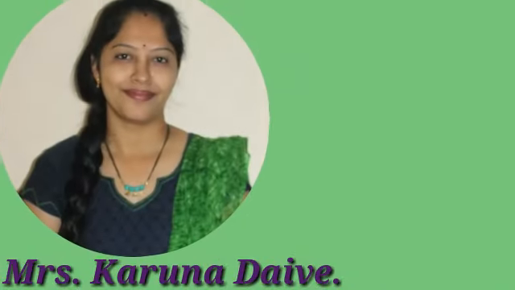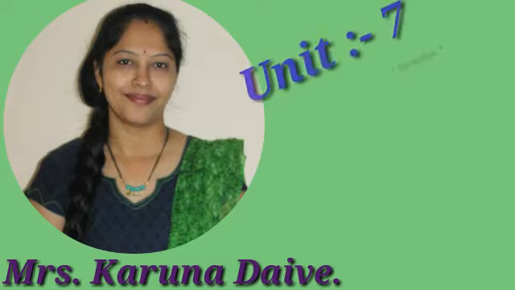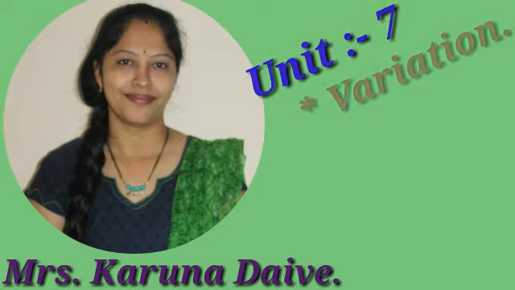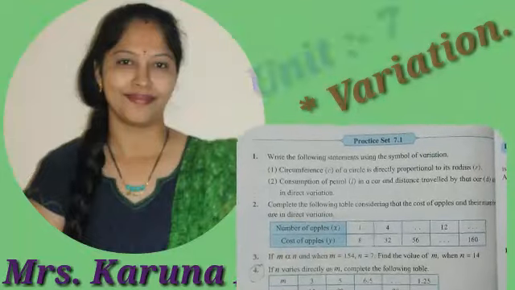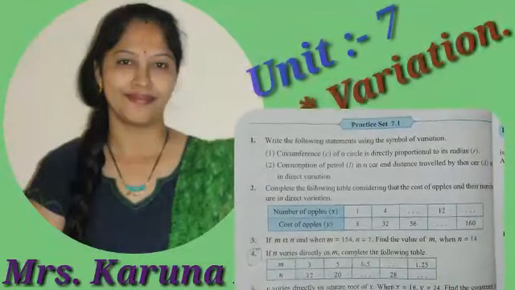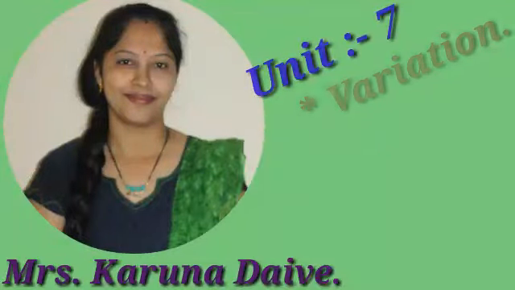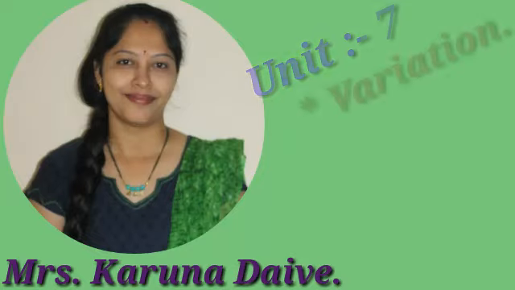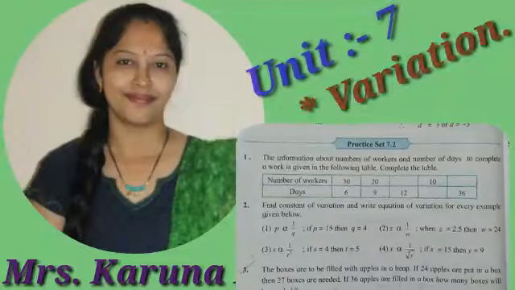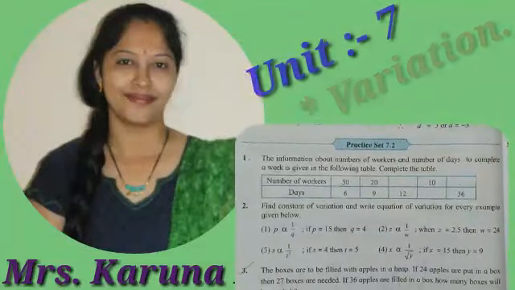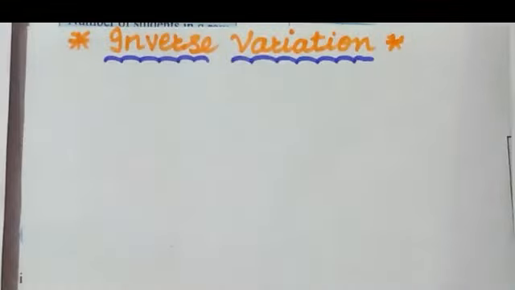In our last lecture, we have already started unit number 7, that is variation. And in that, we have learnt about direct variation in practice set number 7.1. So today we are going to learn about inverse variation in practice set number 7.2. So let's start it. Now students, let's start our inverse variation, which is the second topic from this unit.